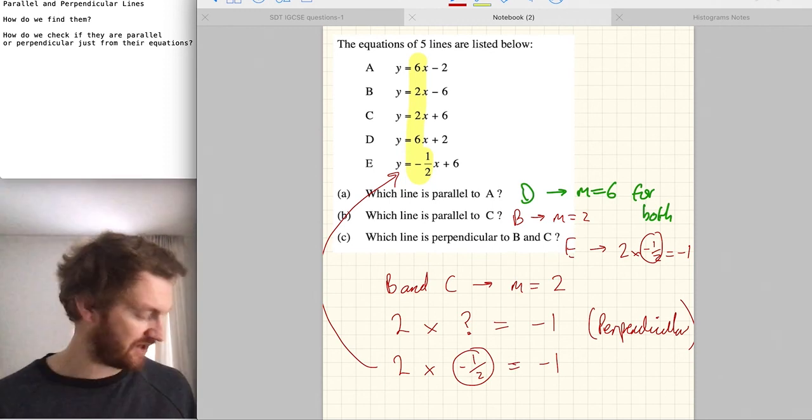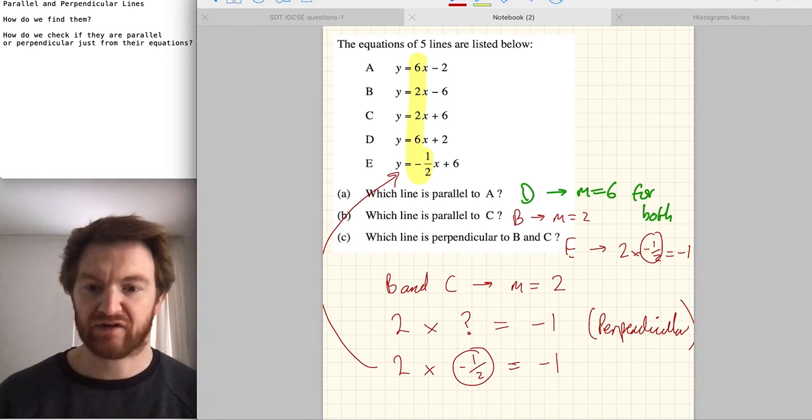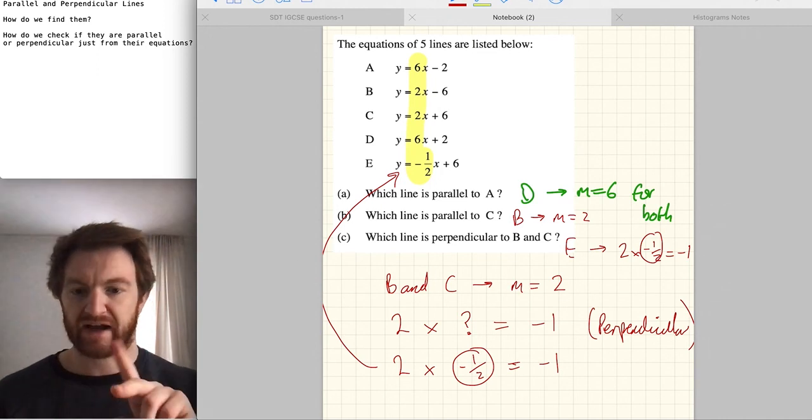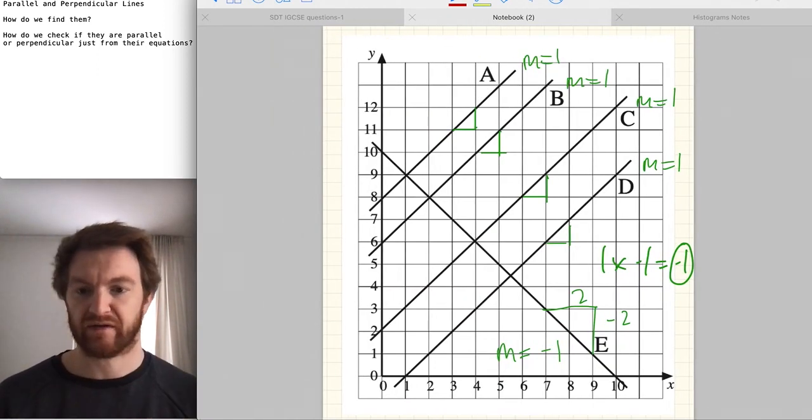This is very common in some of the assessment style questions I've given you, and you may have to use these facts or a combination of these facts, so some questions use both, to answer these.